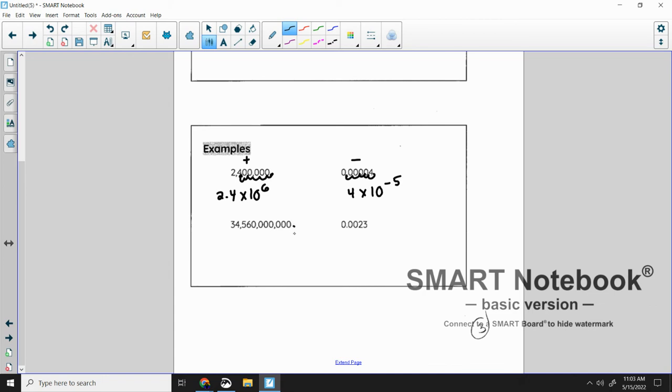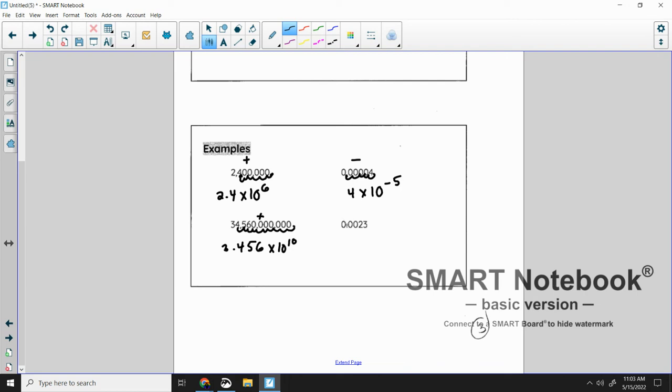So let's try this one. How many times do I have to move this number until I can get a coefficient between 1 and 10? Well, I'm going to go 1, 2, 3, 4, 5, 6, 7, 8, 9, 10 movements until I got to 3.456. So I moved that a total of 10 times, and because it's a very large number, it's a positive 10.